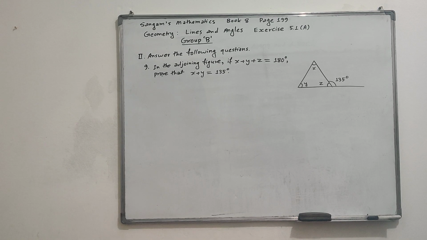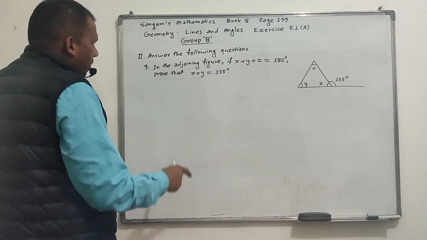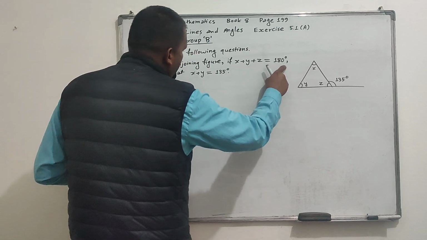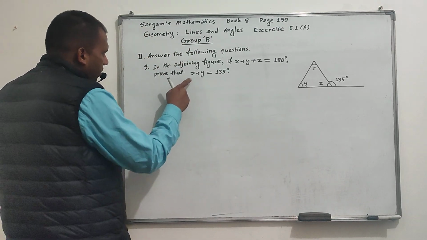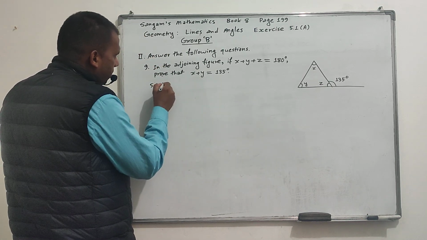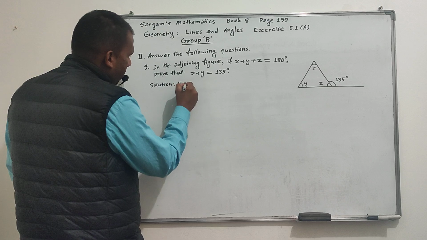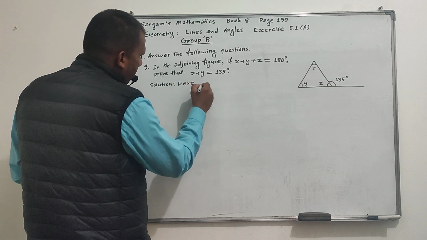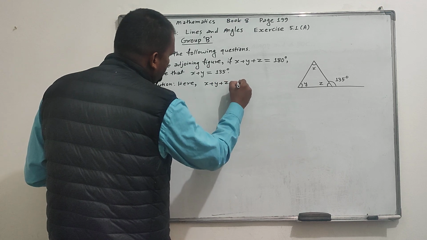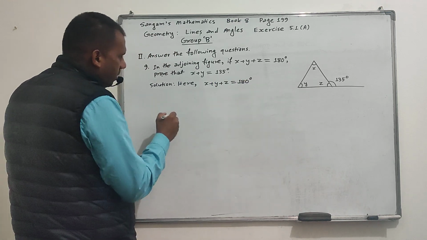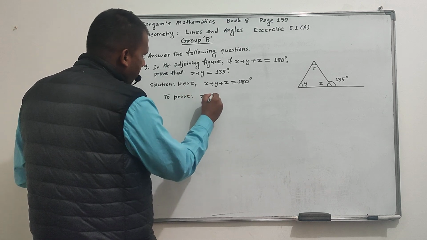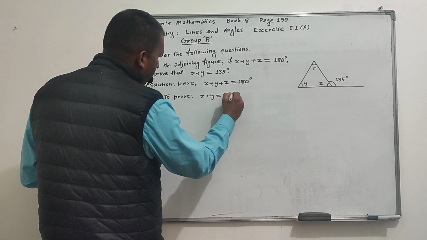Okay students, now question number 9. In the adjoining figure, if x plus y plus z equal to 180 degrees, prove that x plus y equal to 135 degrees. Now its solution. Here x plus y plus z equal to 180 degrees. To prove x plus y equal to 135 degrees.